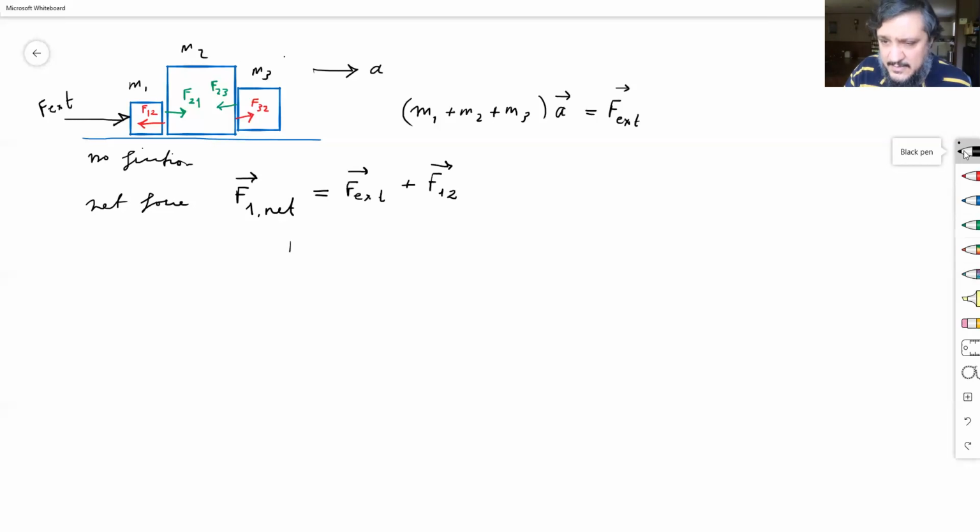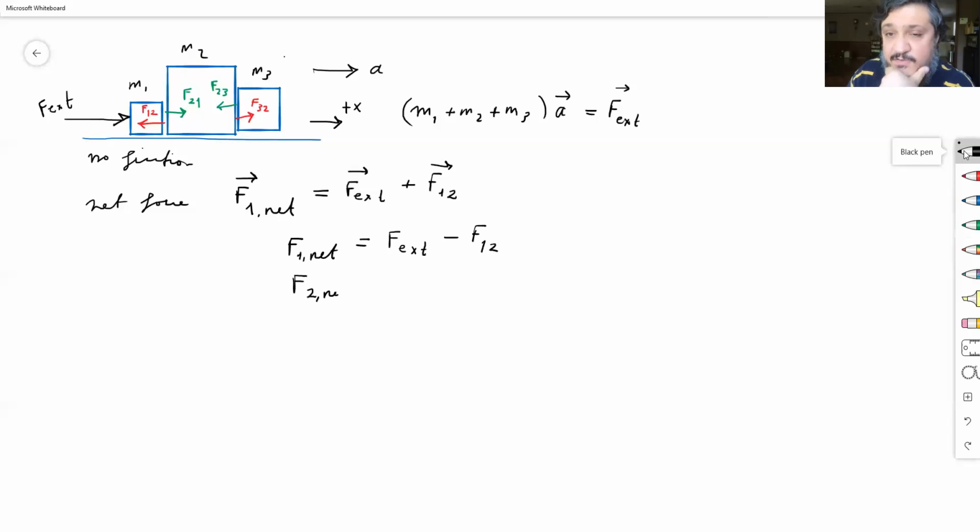want to do it in terms of magnitudes and pick this direction as positive, X direction, so right is positive, left is negative, then if you just think about finding the net force in magnitude, you take the magnitude of F12 and subtract it from the magnitude of the external force. That's how we find the net force on one. Similarly, you could find the net force on two.